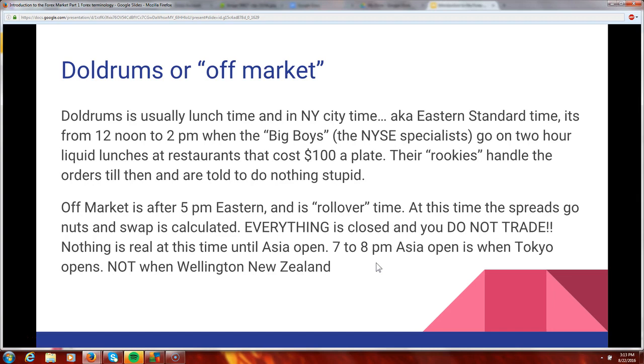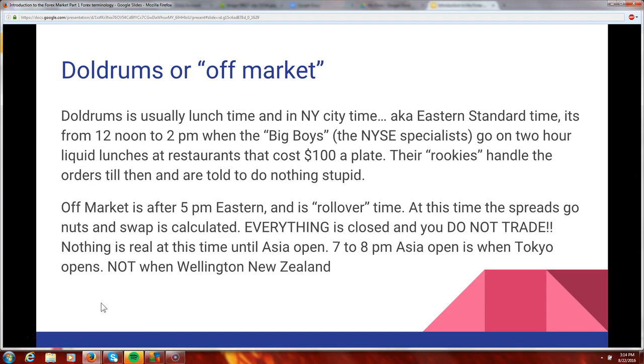They go to restaurants that cost $100 a plate, and their rookies are told to handle all the orders and not to do anything foolish until they get back. Now, the rookies will have power to handle small trades and do small things, but they can't do anything stupid, and they can't collect too much size for the specialist's trading account.